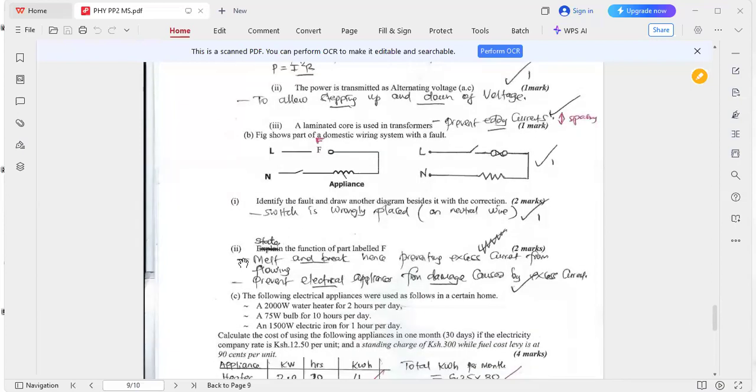Roman 2, state the function of part F. F is a fuse, and the main work of a fuse is basically to protect the appliances against electric surge or excess current. Then you can add and say that it melts, hence breaking the circuit in case of an excess current.